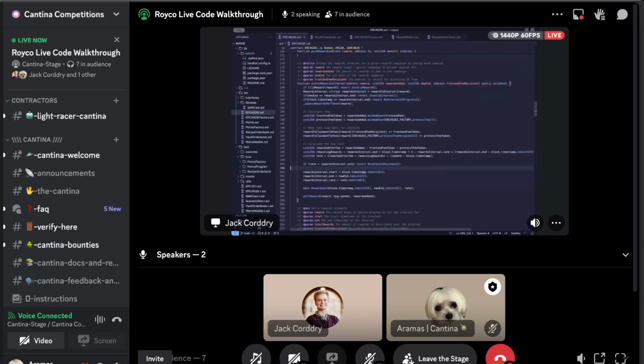So you can force end an interval and deposit an increase in incentives into that campaign via this extend rewards interval. It allows you to say, okay, this is actually going to end at this new point, and we're going to add this many rewards to it. And the catch is that the new rate has to be higher than the old rate.